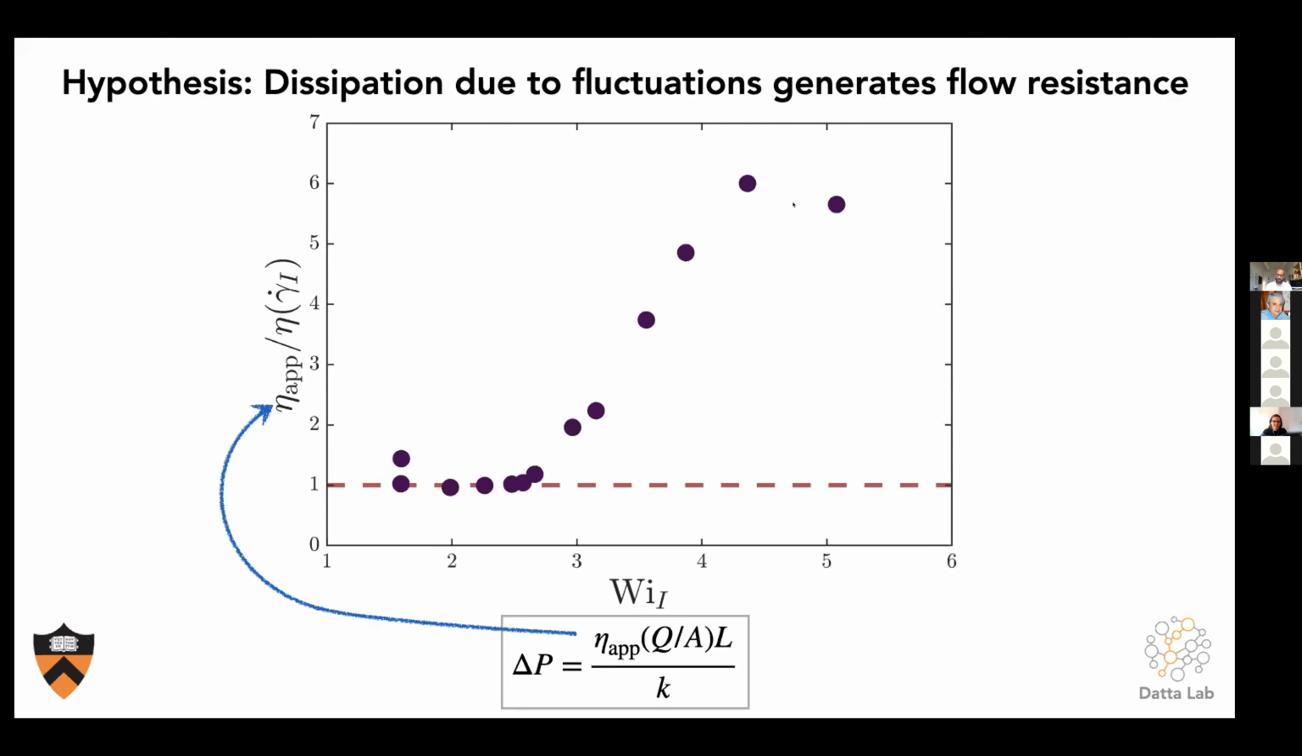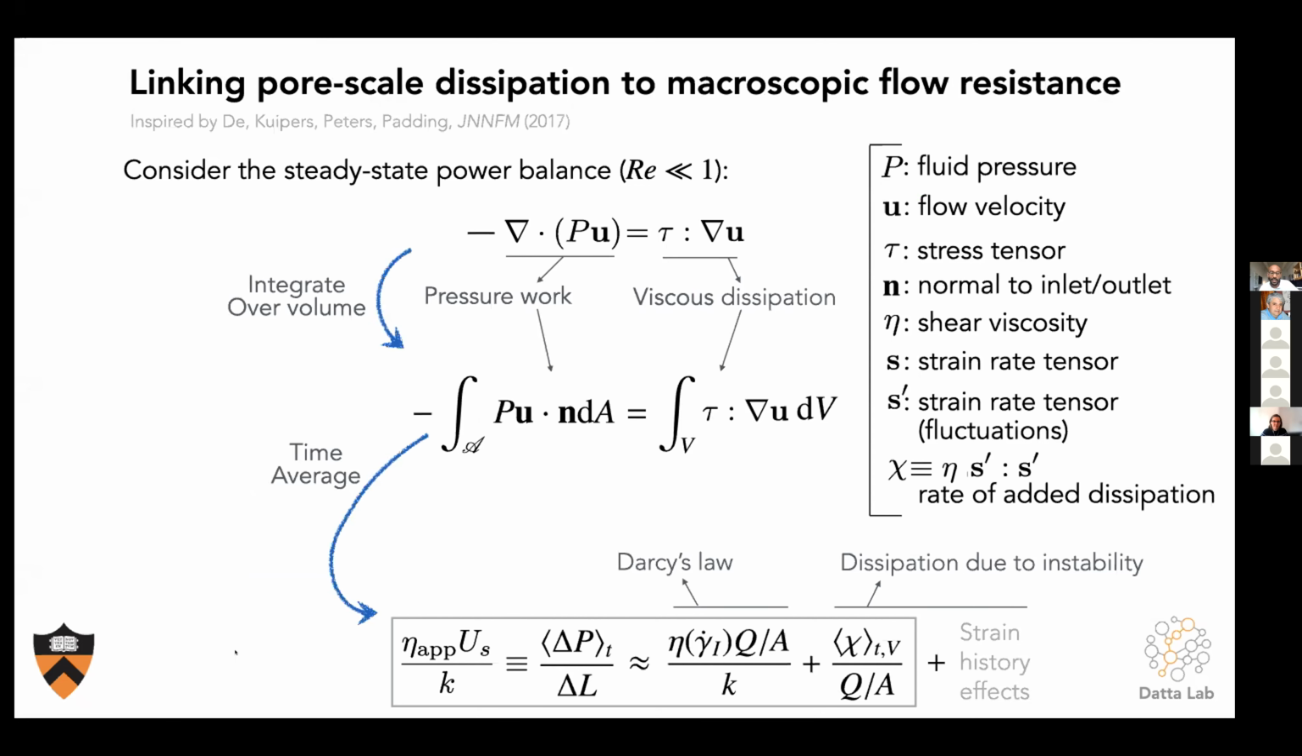And by integrating over the entire volume and assuming that we have slow fluctuations, which we see in the experiments, and assuming that the accumulated strain by the polymers is not very large, and we've supported that with direct measurements, then we can turn this power balance into a very simple relationship where we can actually capture the macroscopic apparent viscosity, and we can split it up into two components.